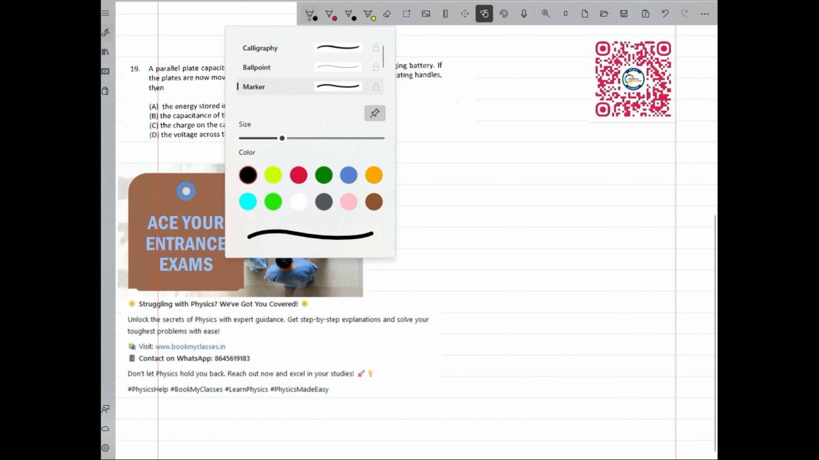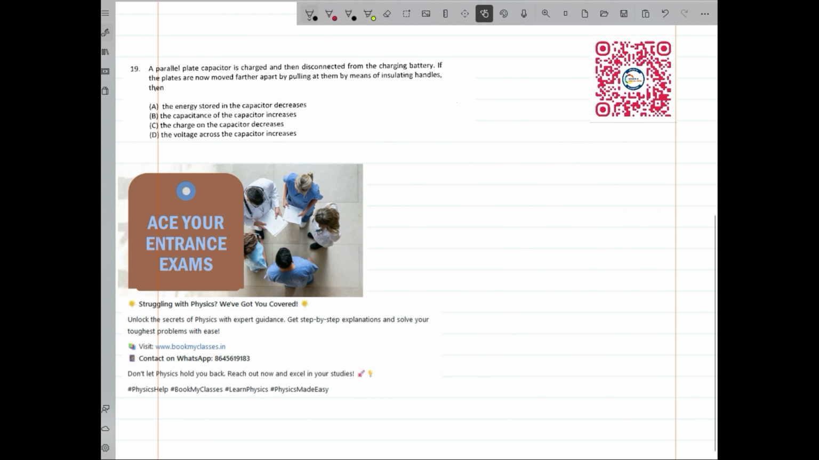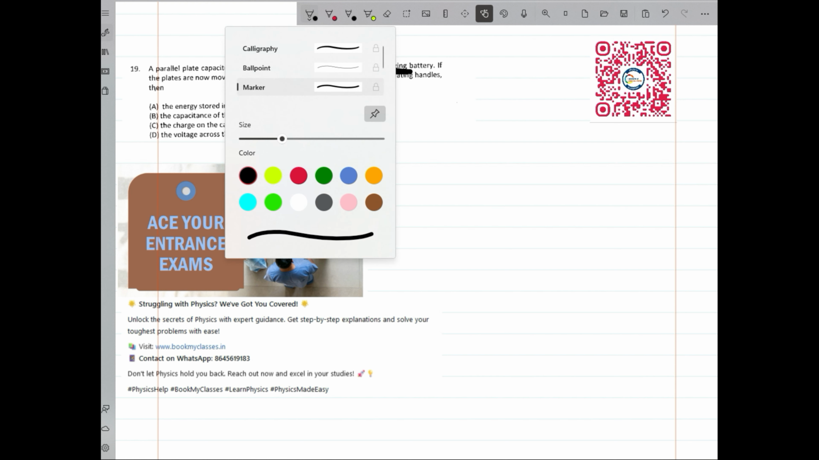Today what we will do is this question from the West Bengal JEE examination. The question is from the topic of capacitance. So let's read the question first. A parallel plate capacitor is charged and then disconnected from a charging battery. So the capacitor was earlier connected to the battery and now it has been taken off the battery.